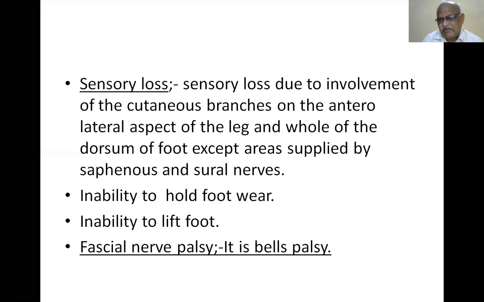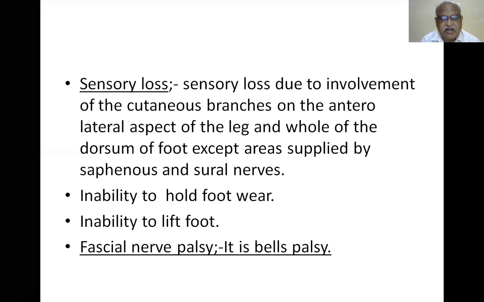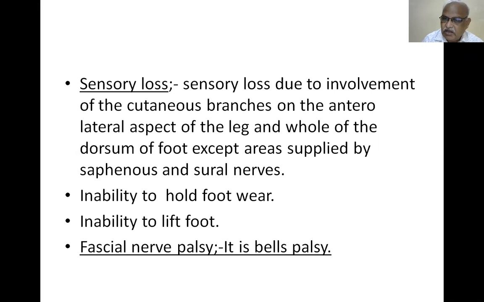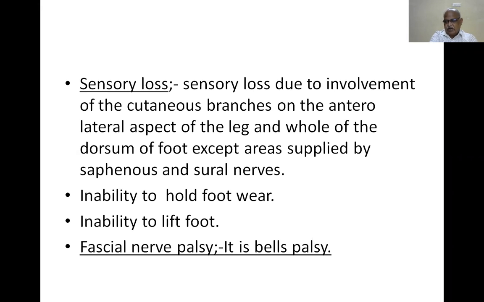If this occurs, you are not able to hold the footwear. Whenever you wear shoes or others, you cannot hold the foot, and you are unable to lift the foot. In such a condition, whenever dorsiflexion of the foot is lost, because dorsiflexion movement is necessary, you have to stand not on the heels, but on the toes only.